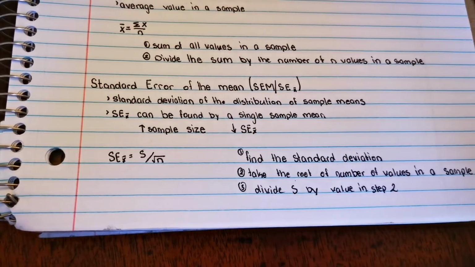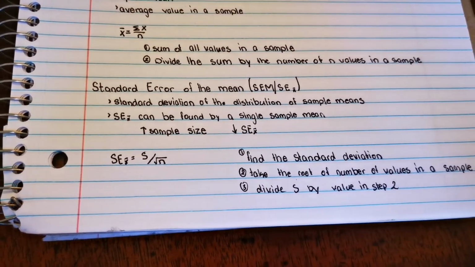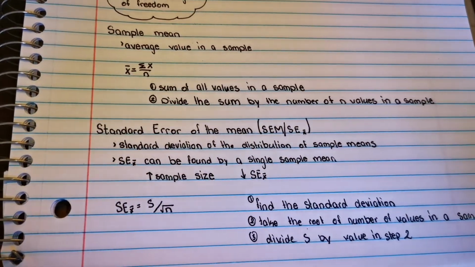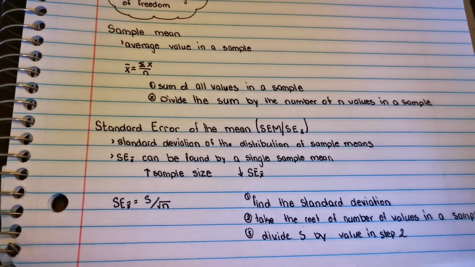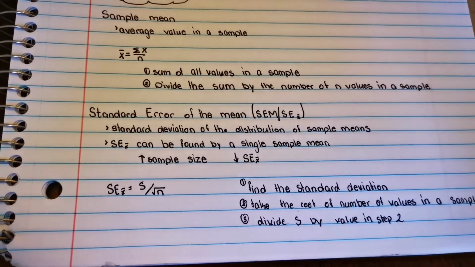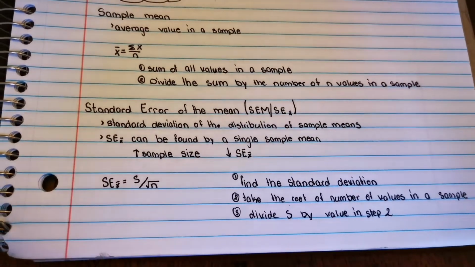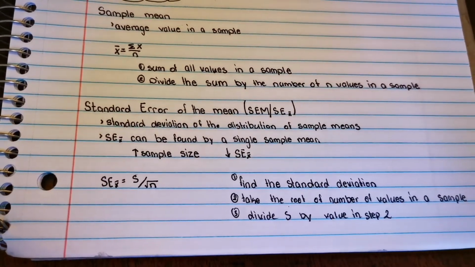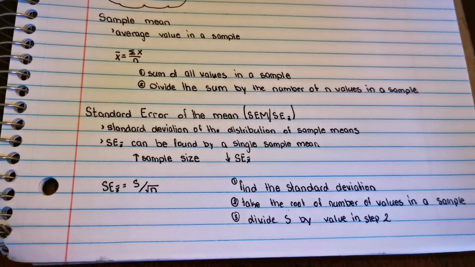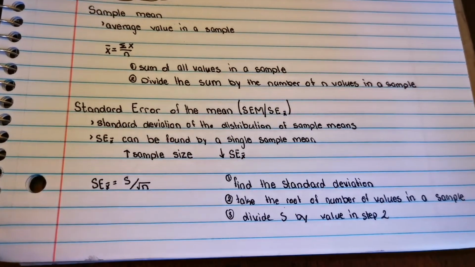And sample size is inversely proportional to standard error of the mean, which simply means, in simpler terms, that when sample size increases, standard error of the mean decreases, and vice versa. So if sample size was to decrease, then standard error of the mean would increase. So the standard error of the mean is super easy to find. It's just dividing the standard deviation by the square root of your sample size.